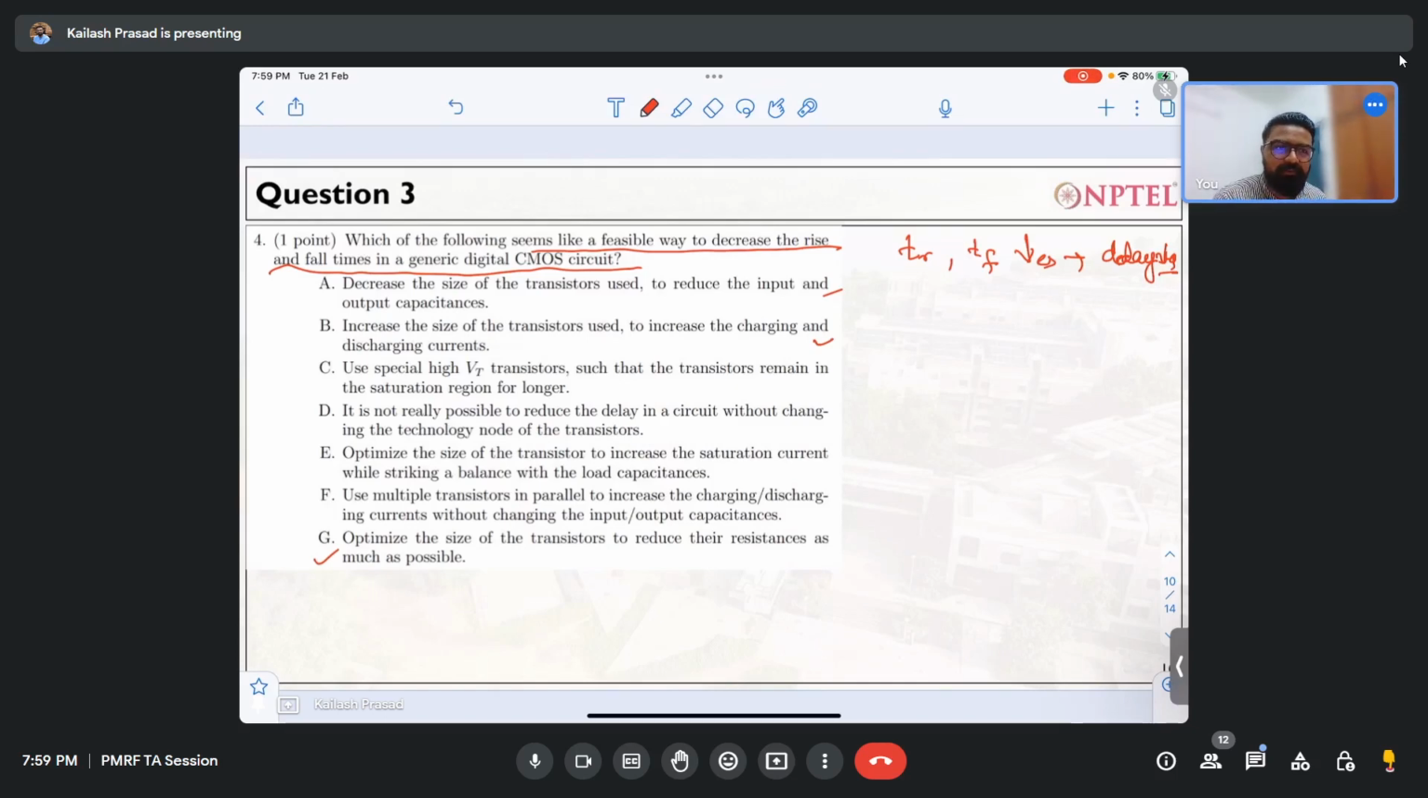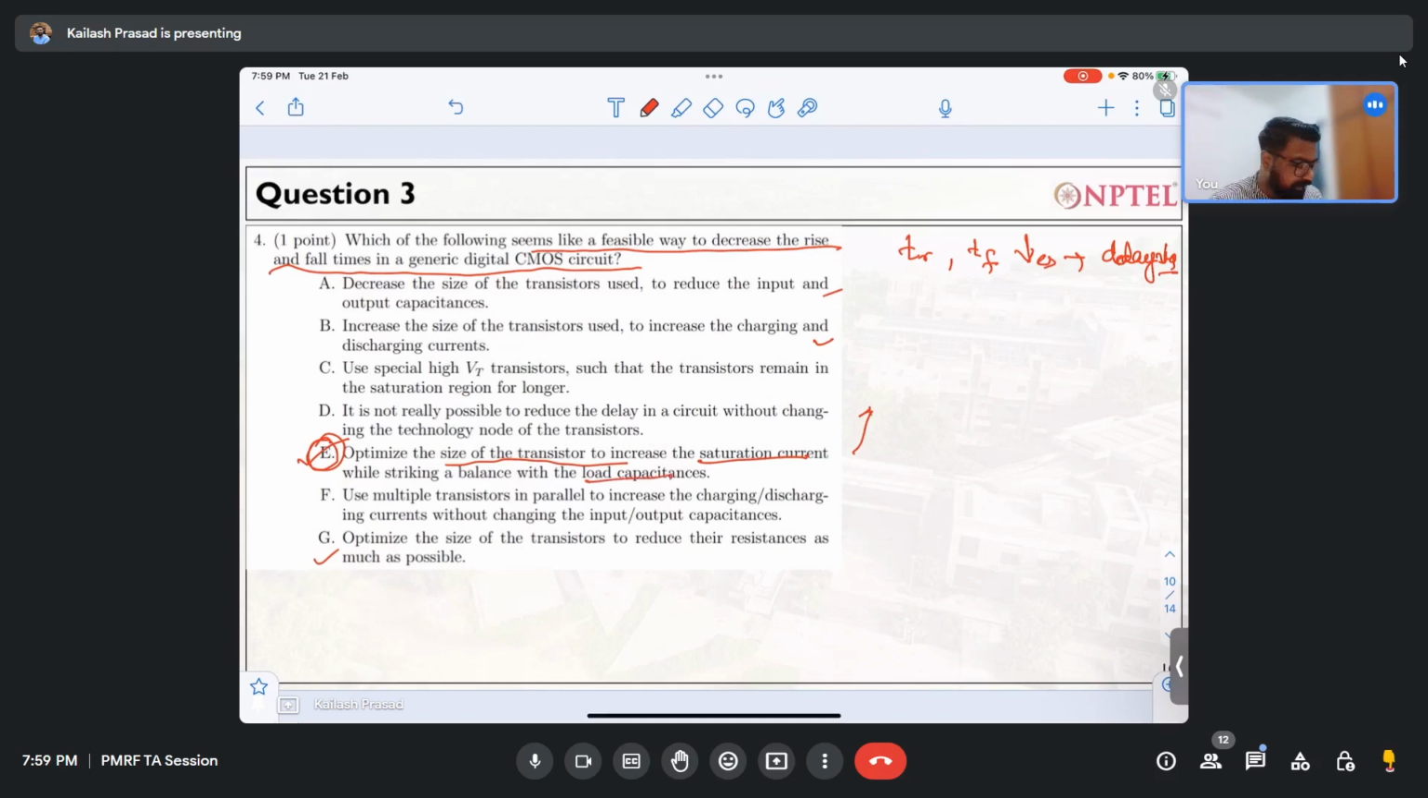Anybody wants to answer? Aditya is saying E. At least I have some answer. What about others? No answer. So Aditya is absolutely correct. Optimize the size of the transistor to increase the saturation current. So you want the current to increase, but at the same time, the load capacitance should not increase.